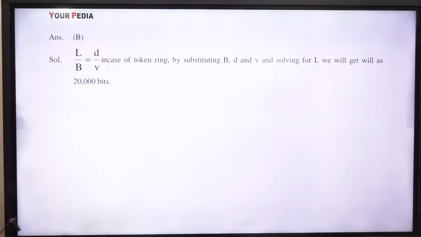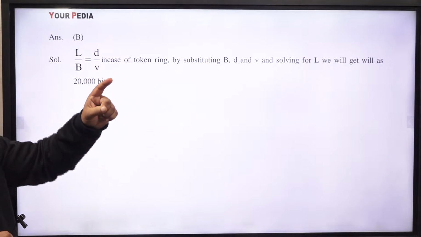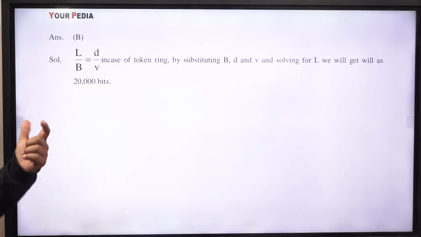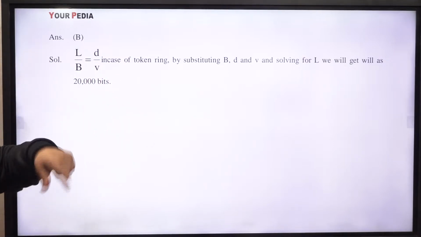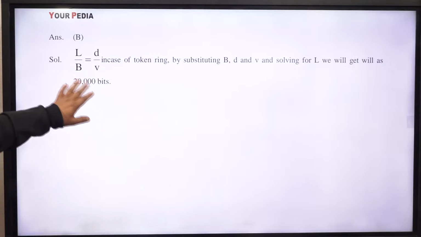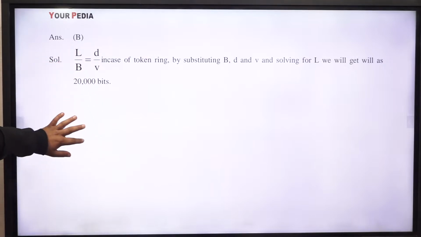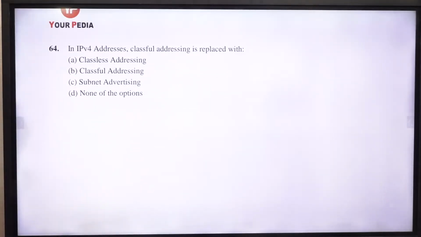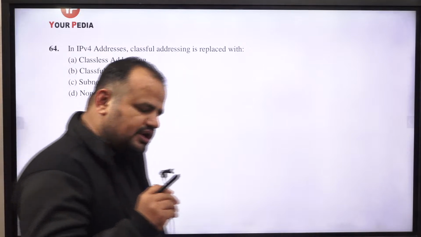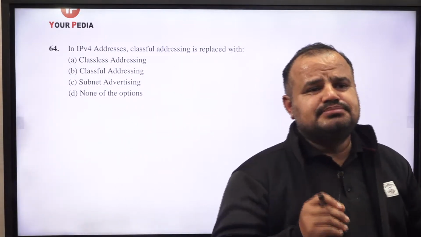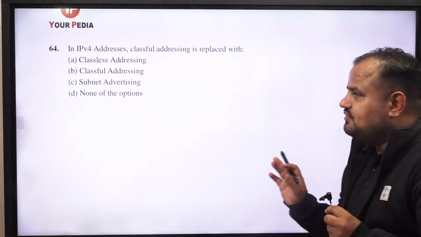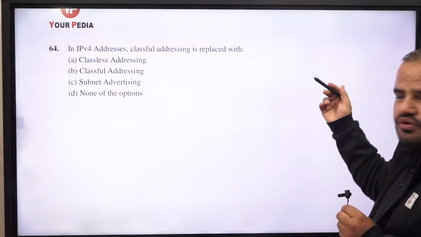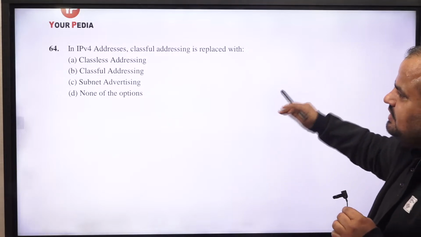We know that in the token ring, L is the length. We have to circulate the message until the token comes back. That's why whenever you go for this formula, you can get 20,000 bits. Very simple problem. Even though token ring is not important, keep in mind, my dear students, that they may ask the problem, but it is not important because we are not going to use token ring in recent scenarios.